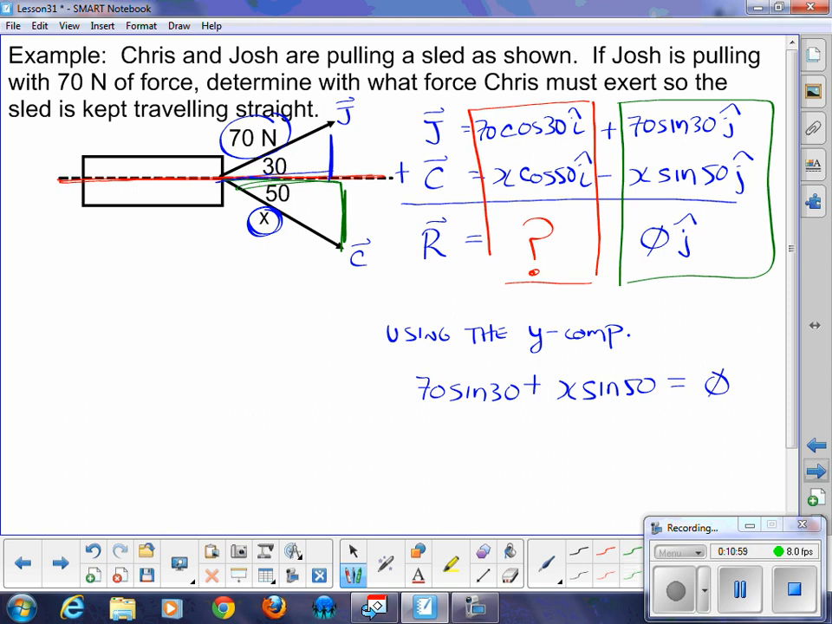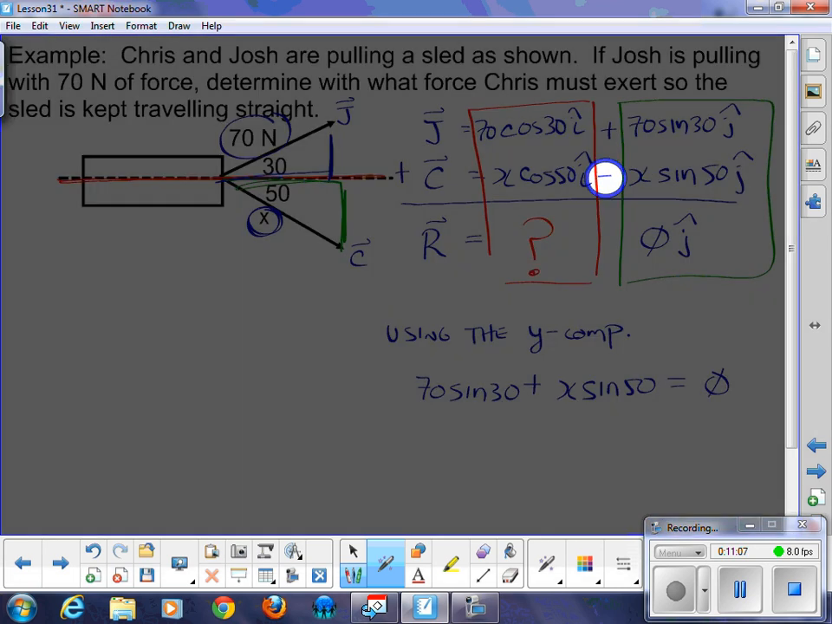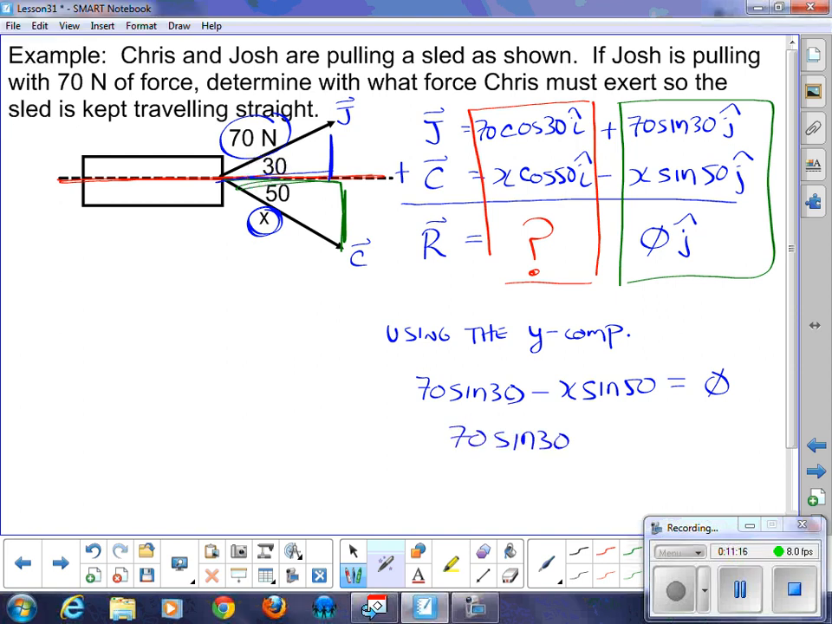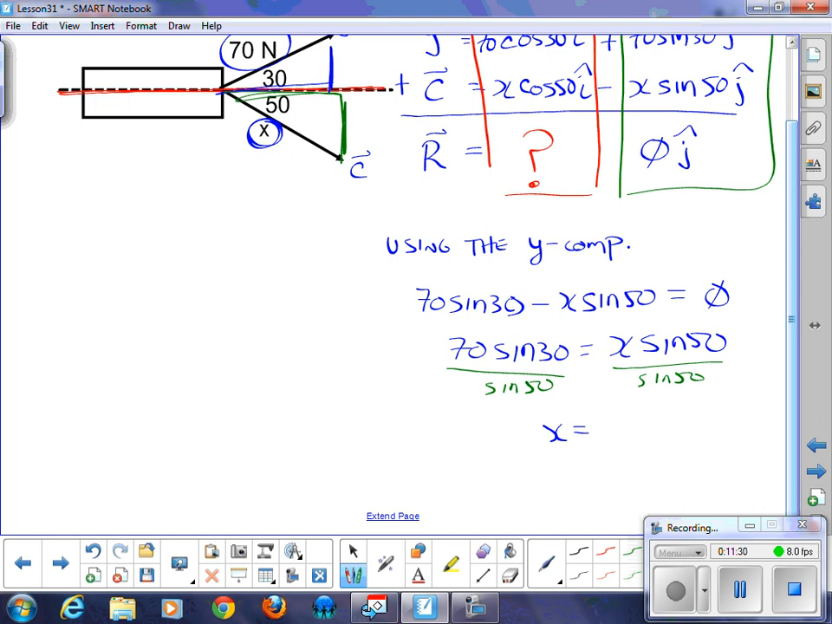So if we go ahead and sort it out here, oops, and you know what? I didn't mess up. You don't have to erase anything. Don't panic. That should have been subtraction. So if you just scratch out the sign in between, minus. So solving, 70 sine 30 equals x sine 50. I'll move x sine 50 to the other side and divide both sides by sine 50. We have our answer. So the algebra here was pretty slick. Worked out all right for us. So x is equal to 70 sine 30 over sine 50 newtons. And you can calculate that out. I'm just leaving it as is.